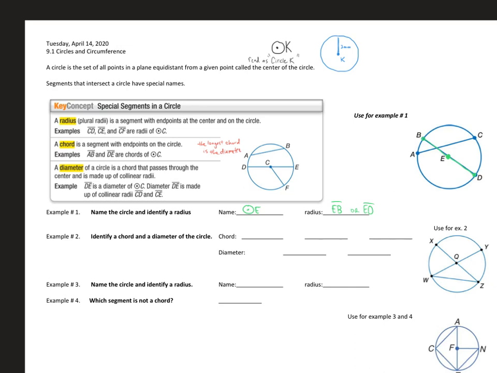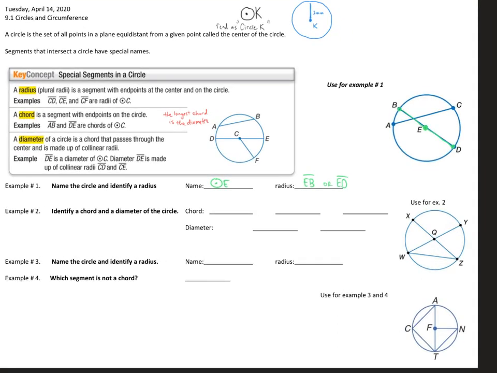Example number 2, I need to identify a chord and a diameter of the circle. Well, there are 3, if you would, chords here. I've got WZ. WZ is a chord. I've got WY. That is a chord. And then I've got XZ. That is a chord. And 2 of these are diameters. That would be WY, and that would be segment XZ. Those are chords.